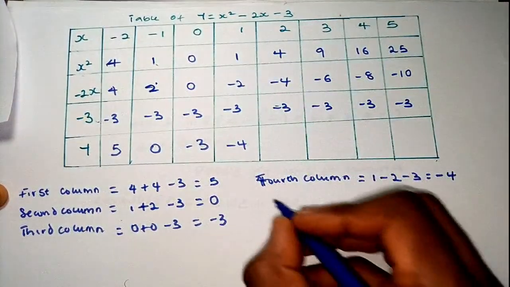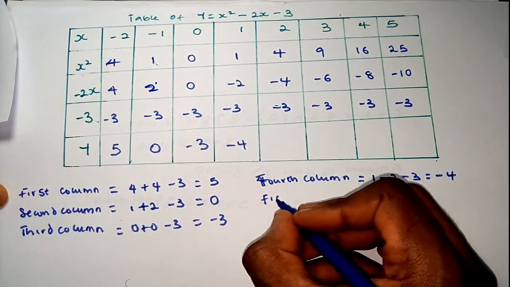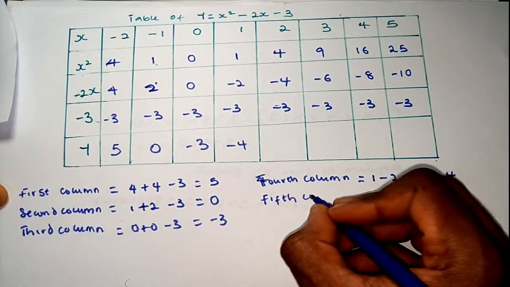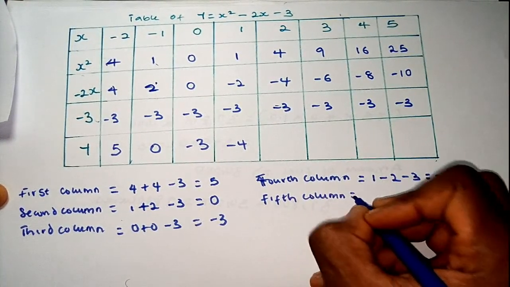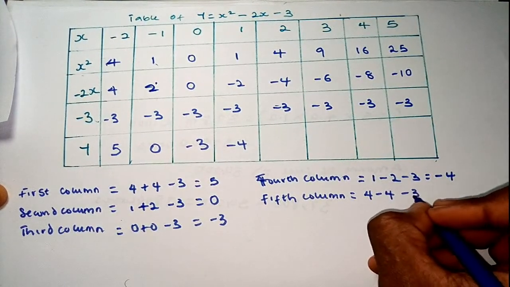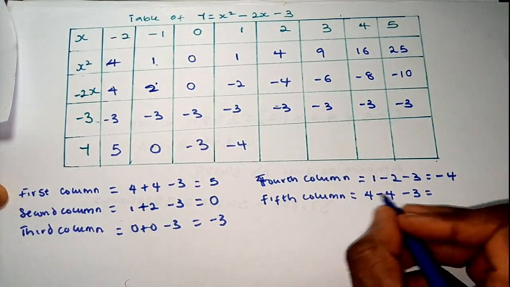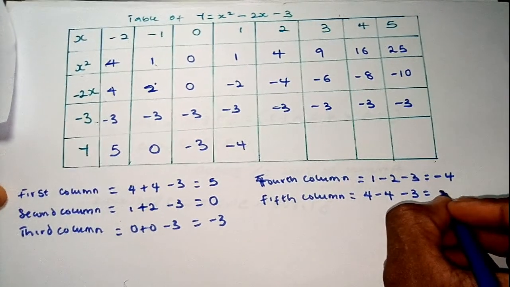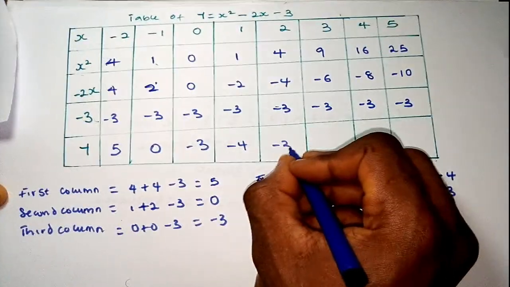Then this one, the fifth column, is 4 minus 4 minus 3. Now this will give us 4 minus 4 will give us 0. 0 minus 3 is obviously minus 3, so we'll put that here.